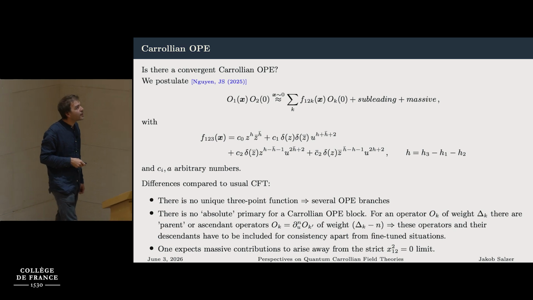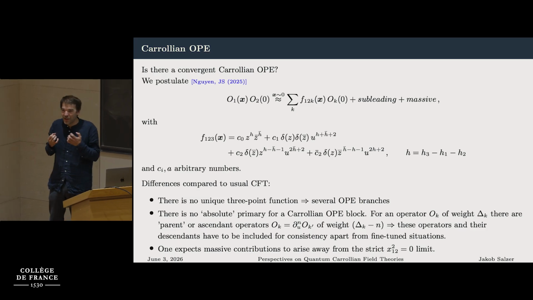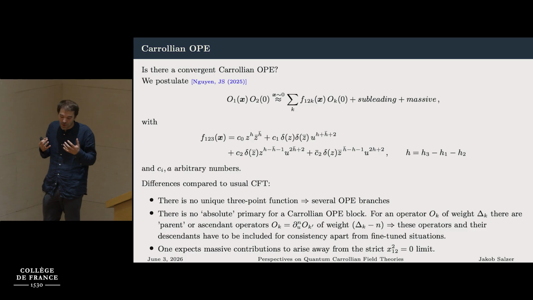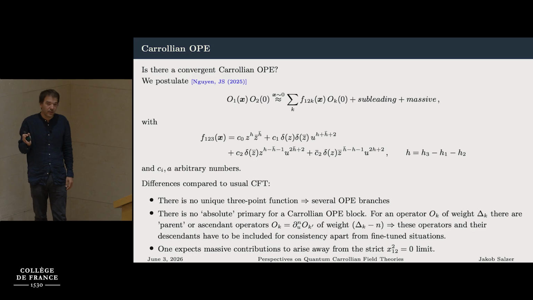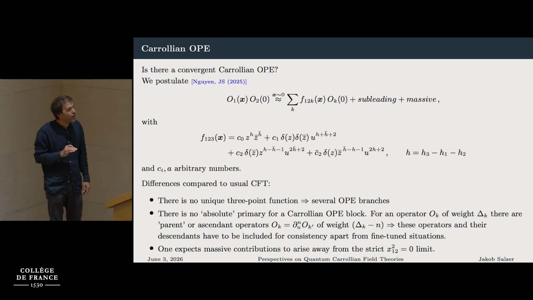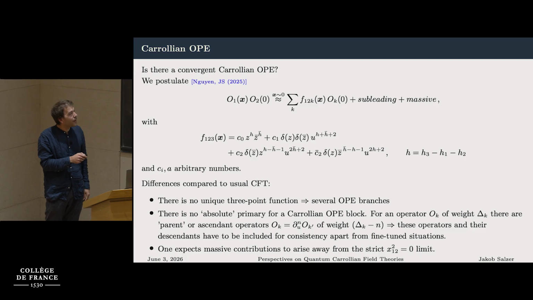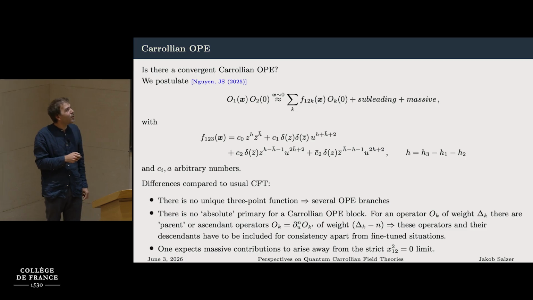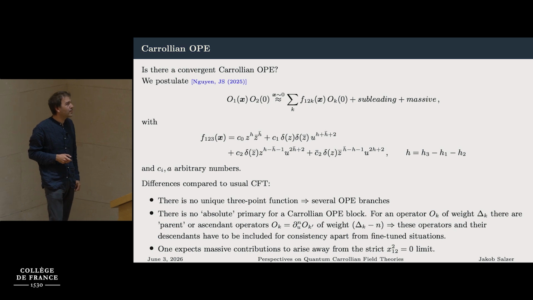So the question is: is there a convergent Carrollian OPE? Of course, if you think about usual Lorentzian CFTs, a convergent OPE is one of the most important properties that you have in the CFT. So do we have something similar here? I would say that the answer is not clear at the moment, but I can provide you with at least some hints that this OPE will have some difficult, strange properties.